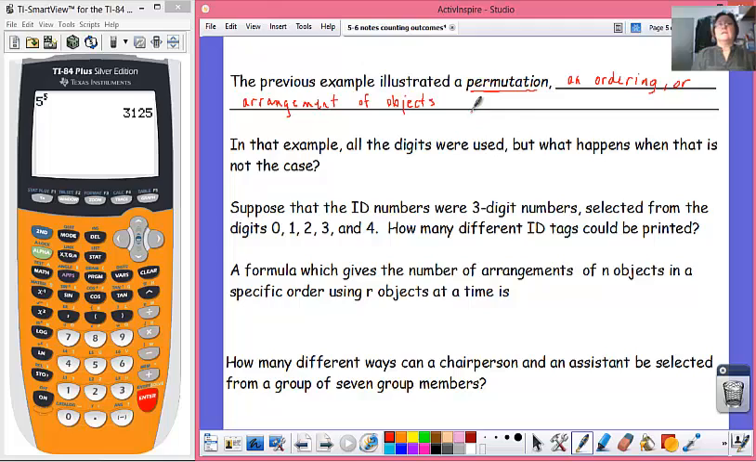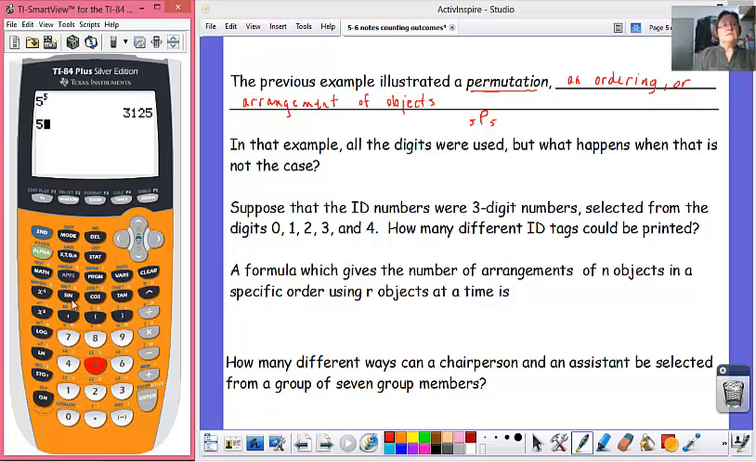And the permutation that we looked at in the previous example would be written this way. We had 5 objects. We were doing permutations of them chosen 5 at a time. We wanted to use all of them. Your calculator can do that for you. If you type 5 and then math key down to the PRB menu, you can see permutation is the second choice there. 5, choose 5. 120 possible arrangements.